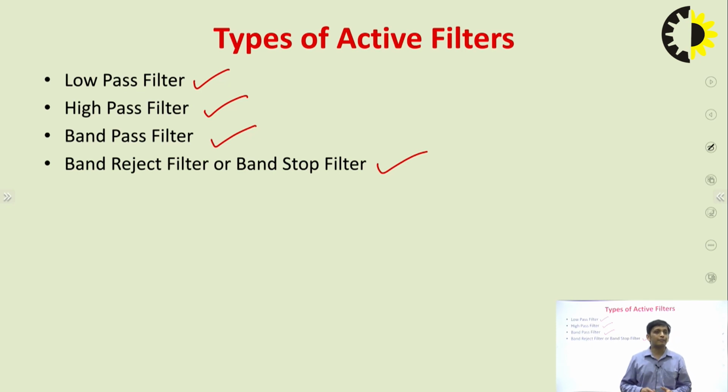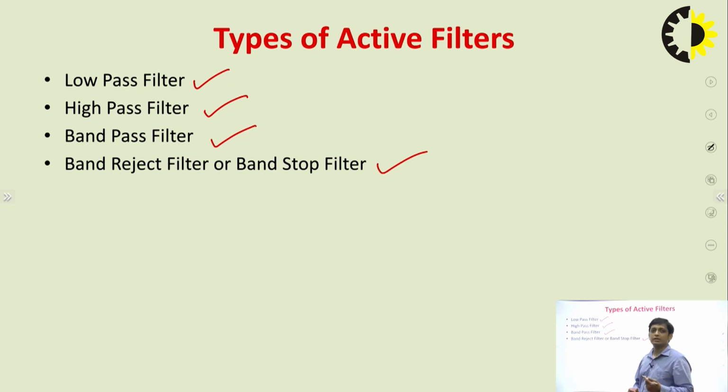Another type of active filter is called the universal filter. With the help of universal filters, we can implement any filter like low pass, high pass, band pass and band reject. In this class, I am just going to discuss the basics of these 4 filters with frequency responses.